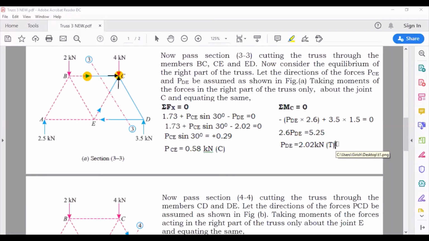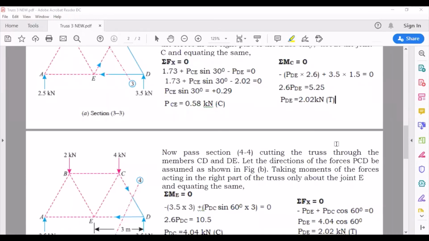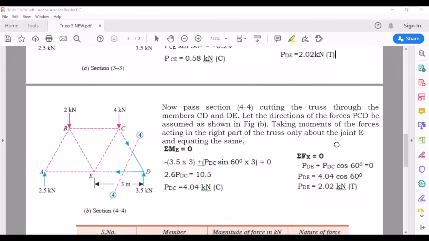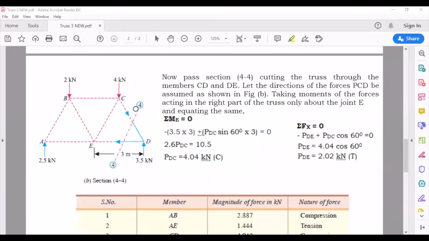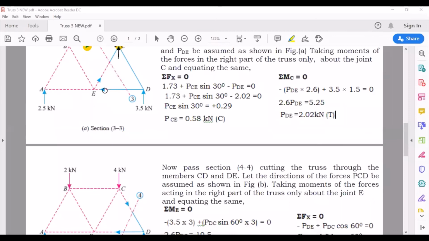Now, in the next section, I have taken another section 4-4, which is cutting only two members, that is CD and ED. ED you have already calculated.